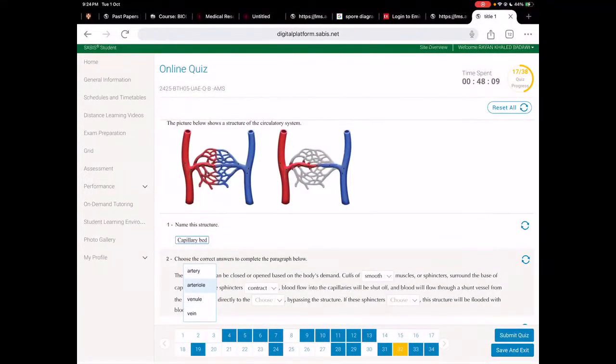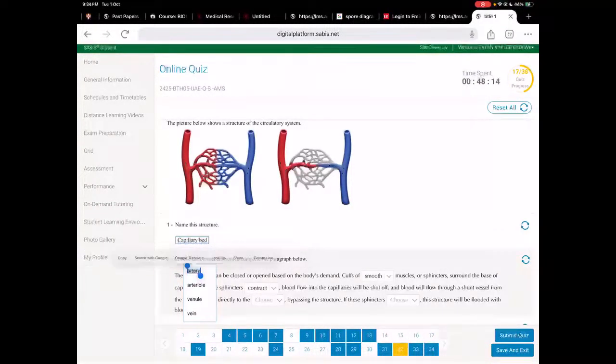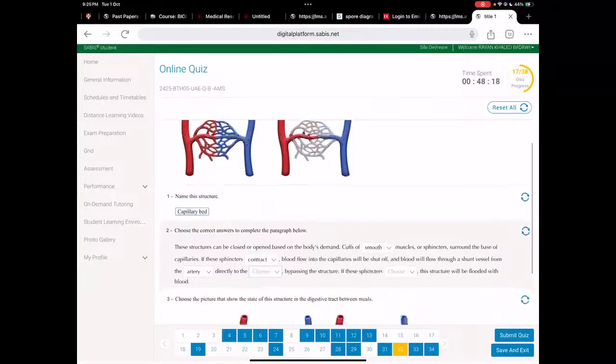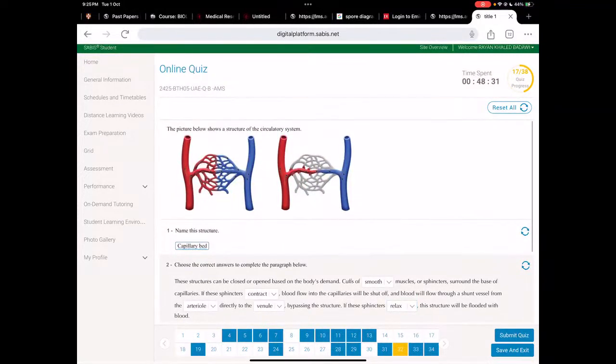From the artery directly to the venule. So it's going to be arteriole to venule. Someone make sure of this. If these sphincters relax, however, the structure will be flooded with blood, like in the first diagram. Okay?